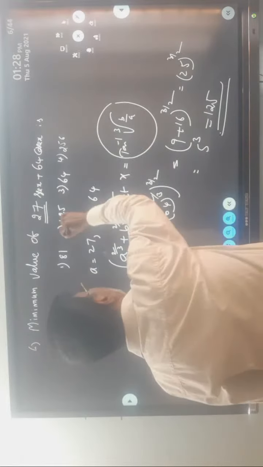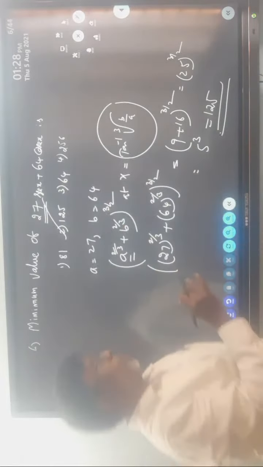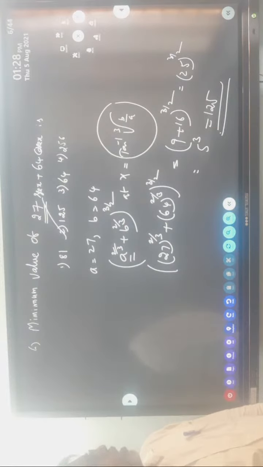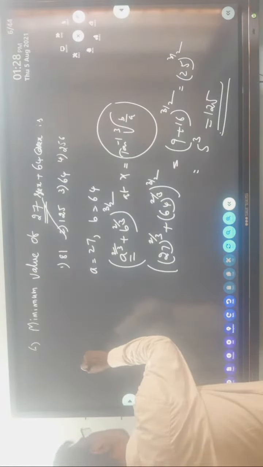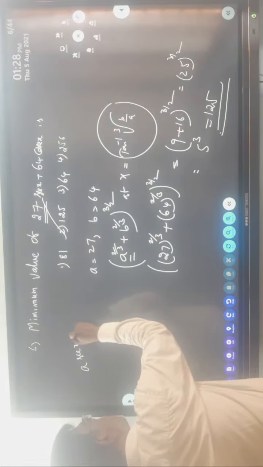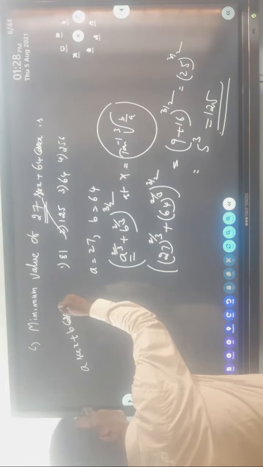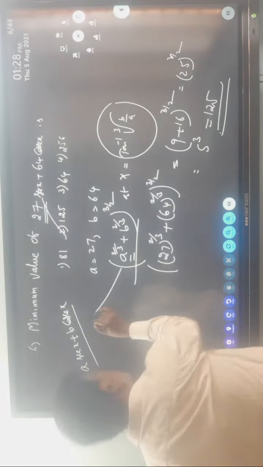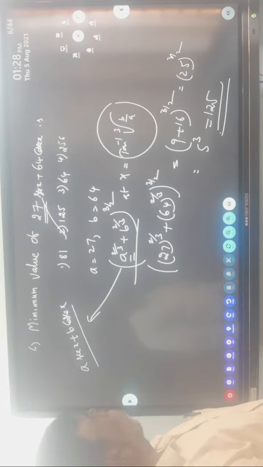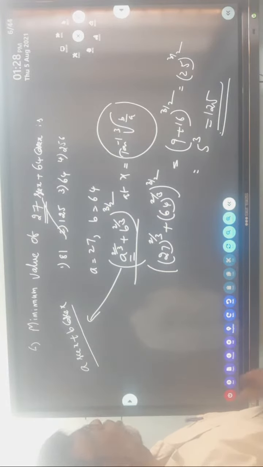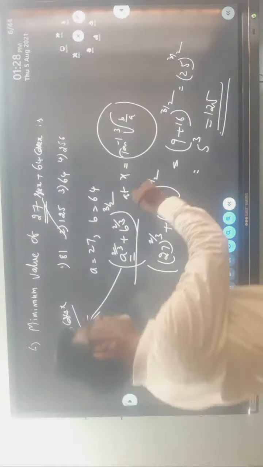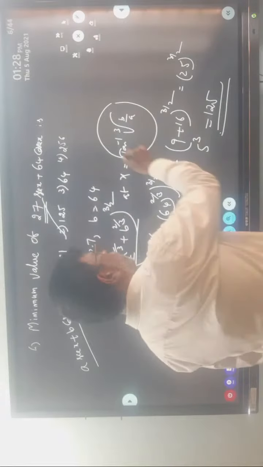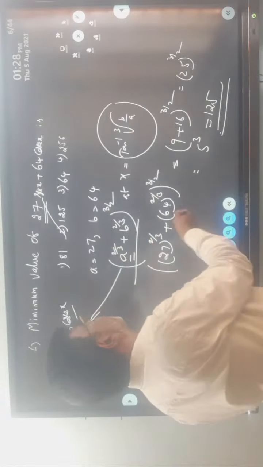If you know the shortcut formula well, you can complete the problem easily in very little time. Once again, remember the shortcut formula. For A secant x plus B cosecant x, the minimum value is A power 2 by 3 plus B power 2 by 3, whole power 3 by 2, at x equal to tan inverse of the cube root of b by a. But that is not asked; only the minimum value is asked.